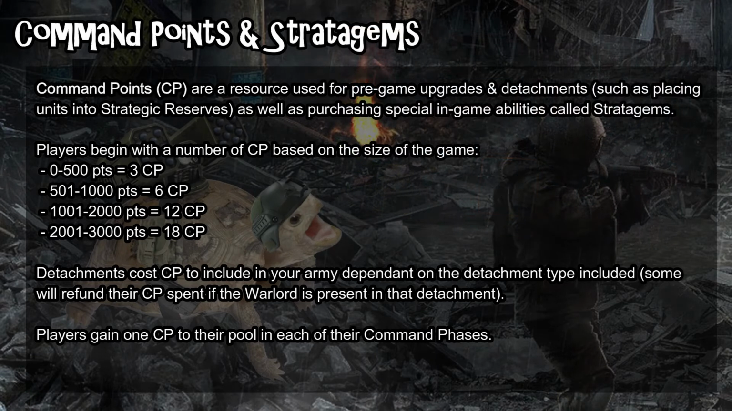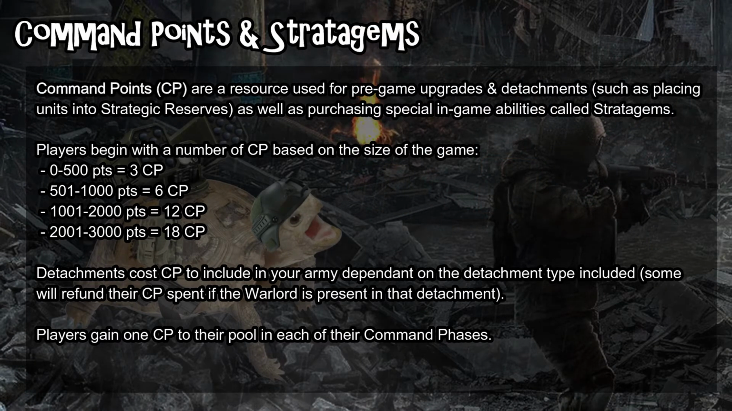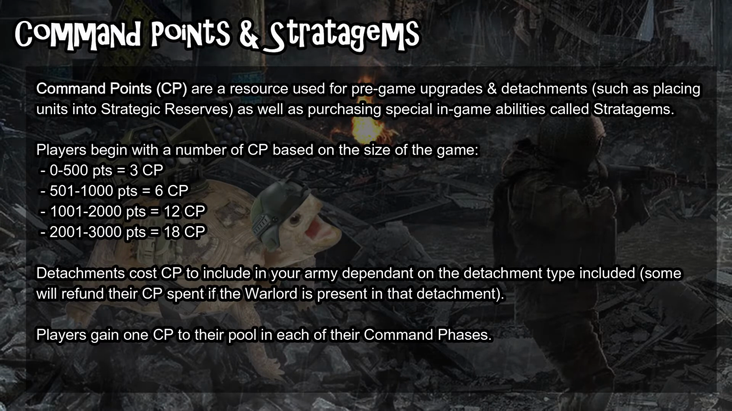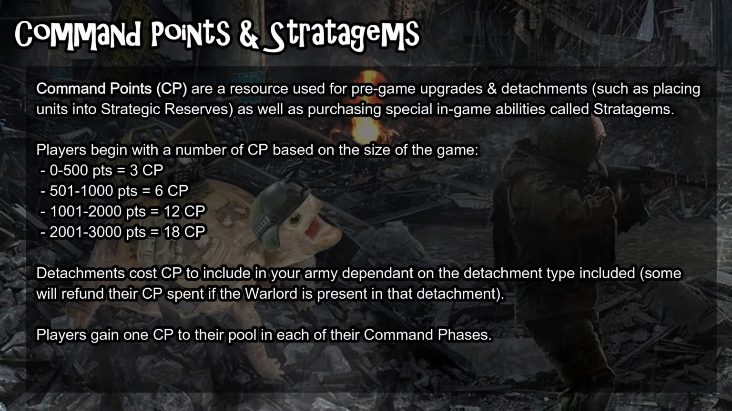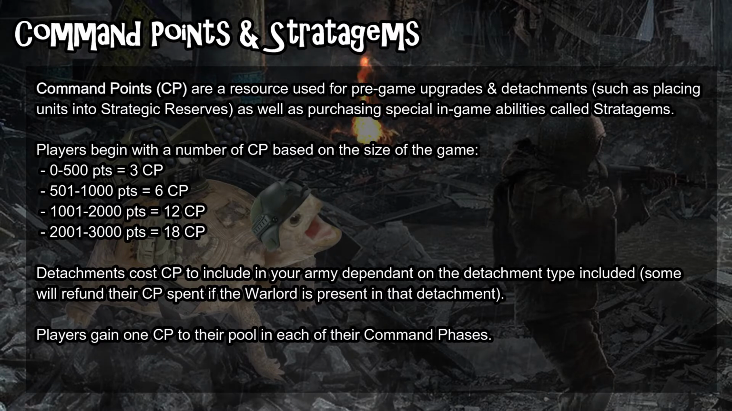But we do have a tutorial on how to build a list, and that talks about the command point costs of various detachments. But generally, a detachment will bleed a couple of your command points when you include it. However, a single patrol or battalion detachment, if it has your warlord in it, will refund its own CP, meaning you can regenerate a couple CP in some instances while you're building your list. That means that most lists built off a single detachment will start a game of Warhammer 40,000 with 12 CP, at least a 2,000 point game.